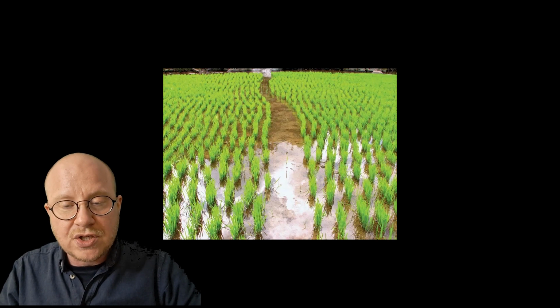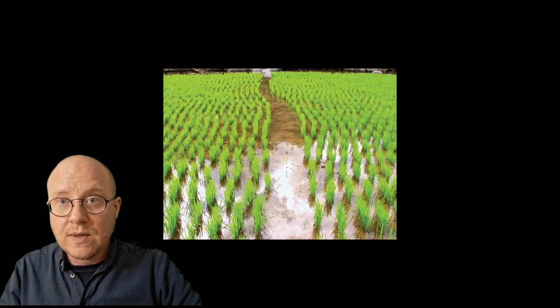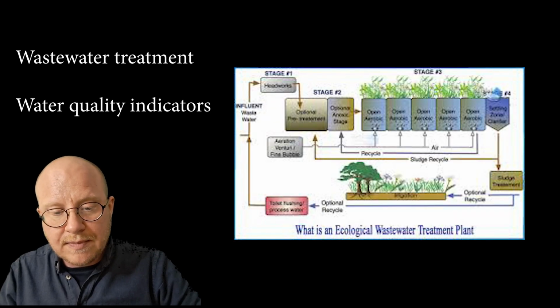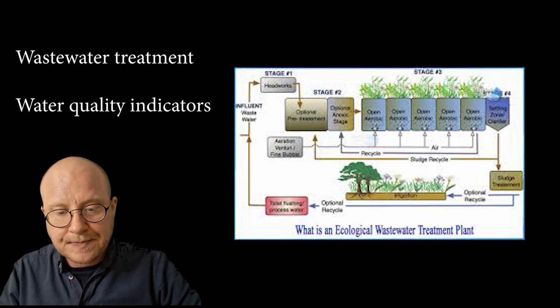Some macrophytes, such as wild rice, watercress, and Chinese water chestnut, are important food crops. They are things that we eat. Macrophytes can be important for wastewater treatment, especially in small-scale sewage works.